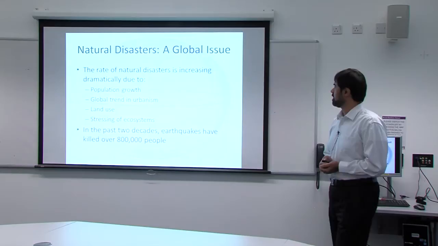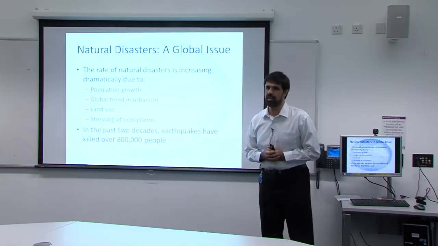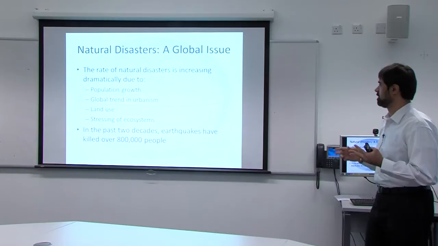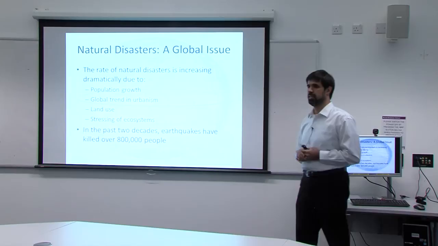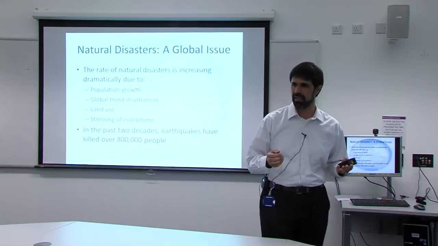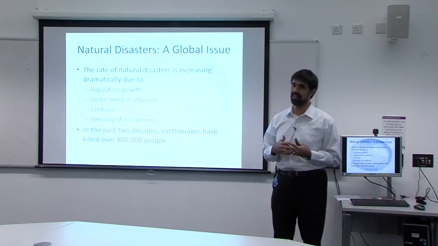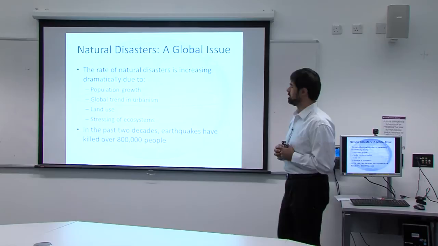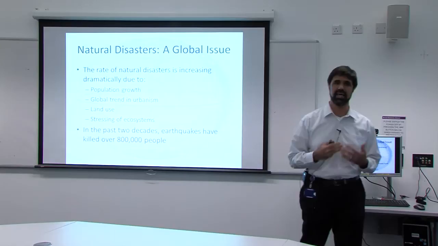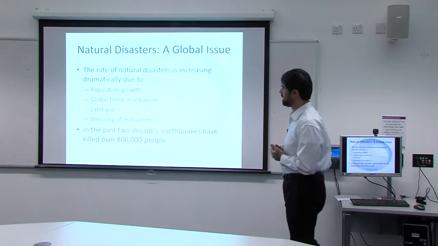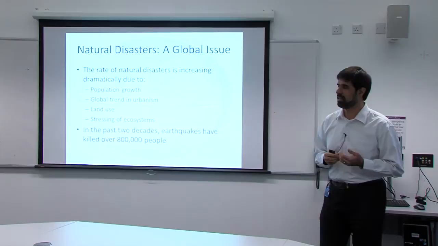As you all know, natural disasters are a global issue because of so many factors: population growth, and the global trend in urbanism. 100 years ago, London was the most populous city in the world with 4 million people, and I think it was one of the very few cities above a million. But nowadays we have many, many more multi-million cities. And in case of a disaster in any of these areas, the scale and volume of disaster and fatality is huge. That's one of the reasons for the growing trend in the damage and the effect of natural disasters.